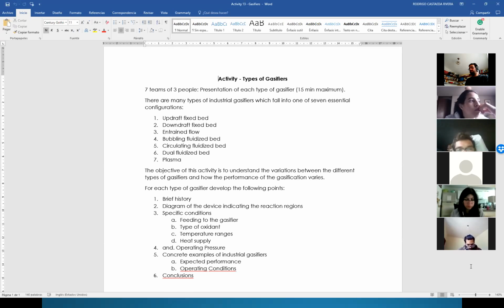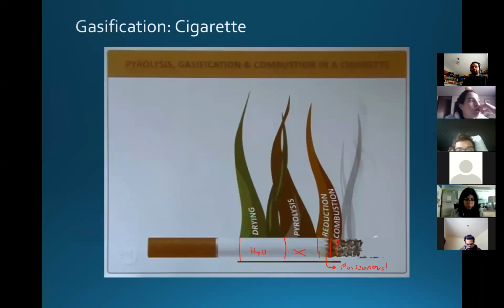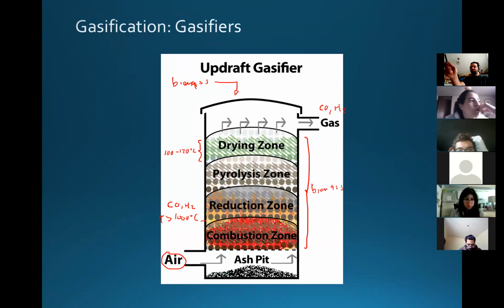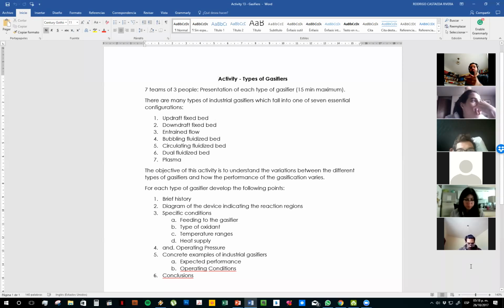There is a brief history, the diagram of the device indicating the reaction regions. The reaction regions are these kind of things, right? The drying, where is the drying zone in that particular gasifier, where is the pyrolysis zone, where is the reduction zone, and so on. Okay, that is very important.